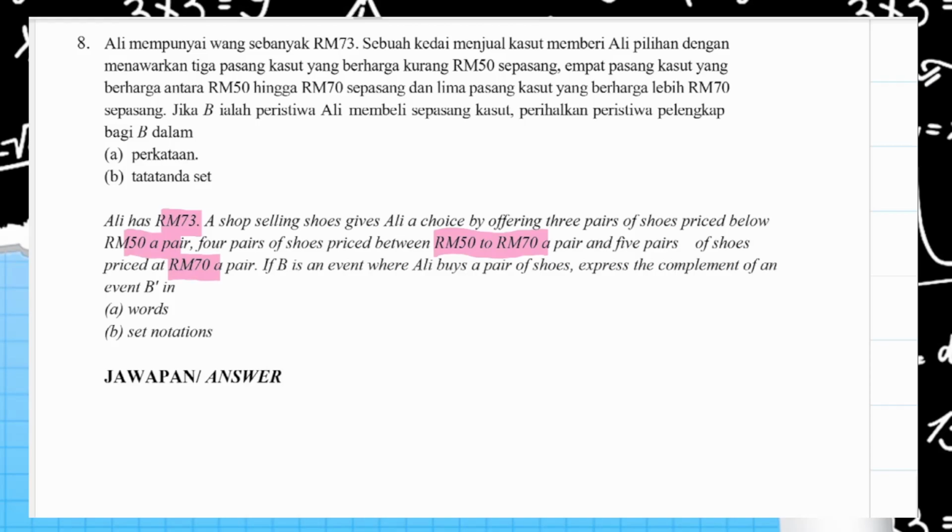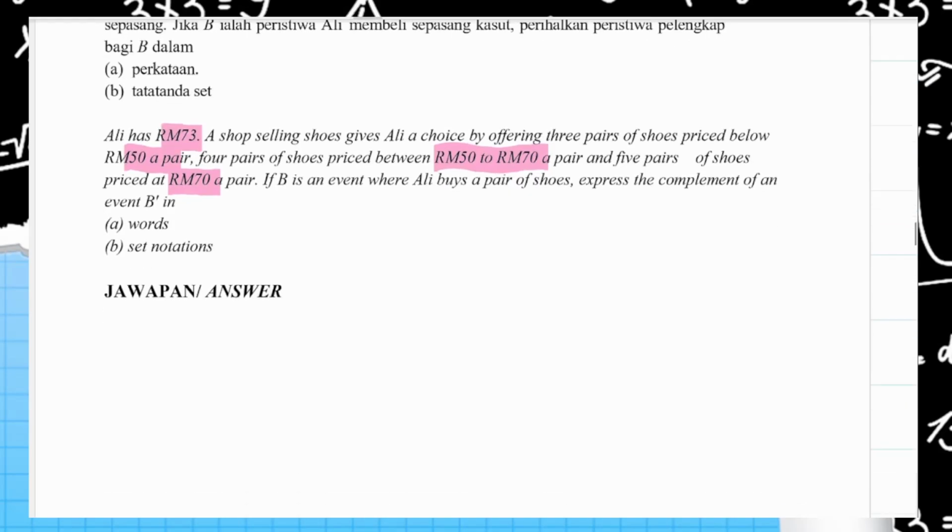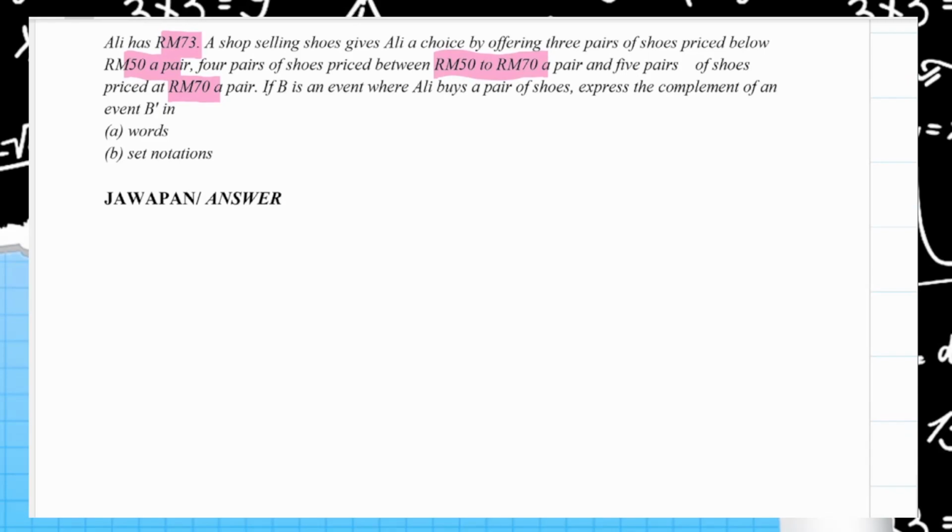Okay, if B is an event where Ali buys a pair of shoes, express the complement of an event. Okay, dia nak complement. So B adalah event dia beli kasut. Okay, B adalah event untuk dia beli kasut. So complement adalah event untuk dia tak beli kasut lah.